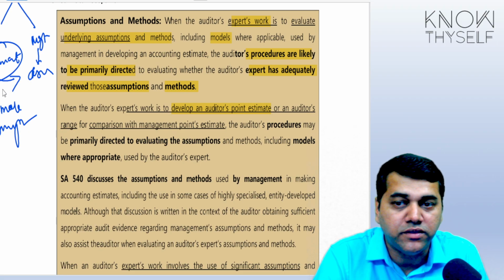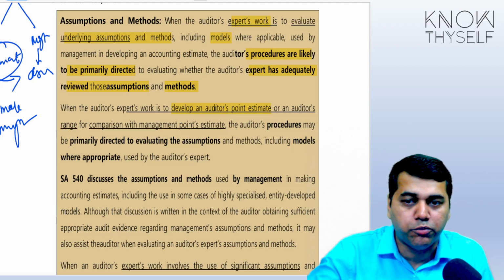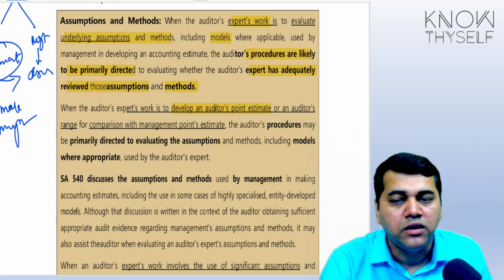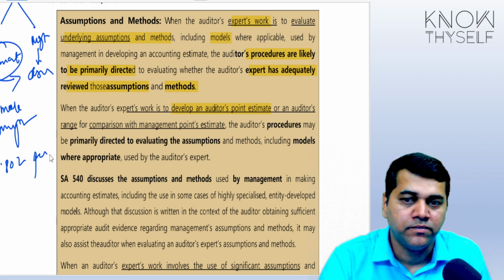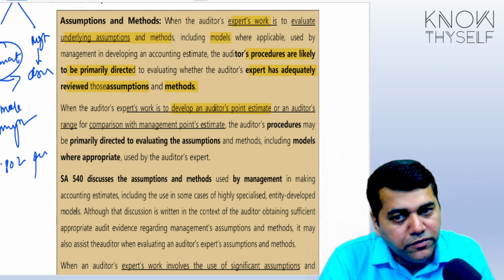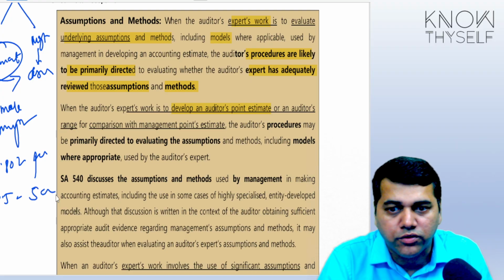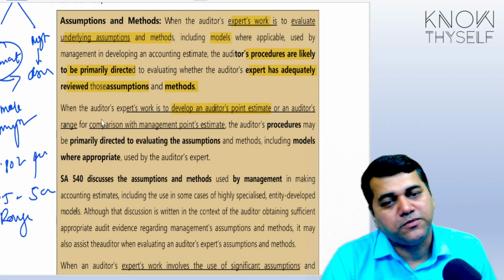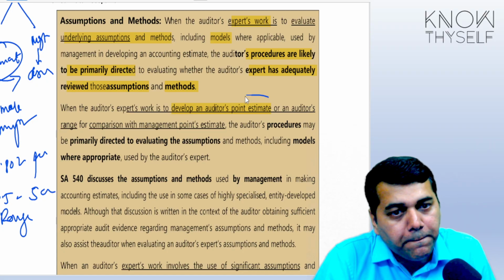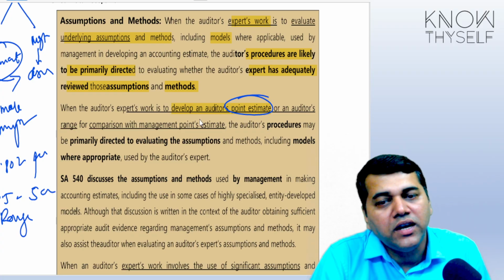What is a point estimate? You give me one single value. Management says 5 crore is the value of that portrait. No, you tell me what should be its value. Okay, its value is 4 crore 80 lakhs. This is called a point estimate. So its value can range between 4.5 crore to 5 crore. This is called a range estimate. So an expert could have been appointed to develop a point estimate or a range estimate.